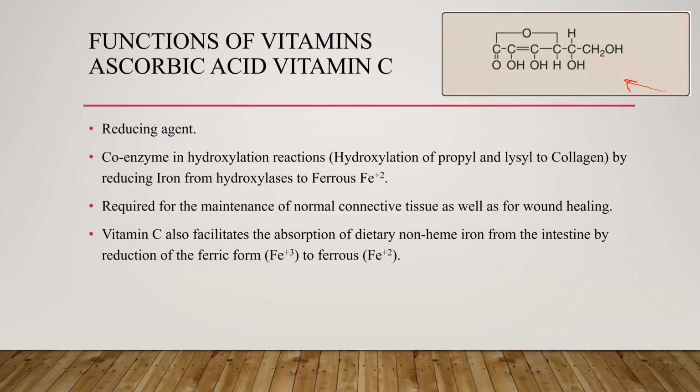It is required for the maintenance of normal connective tissue as well as for wound healing. So vitamin C is important for wound healing. It also facilitates the absorption of dietary non-heme iron from the intestine. And how does it do it? It does reduction from ferric, which is Fe3+, to ferrous, Fe2+, which is the form that is absorbed in the body.